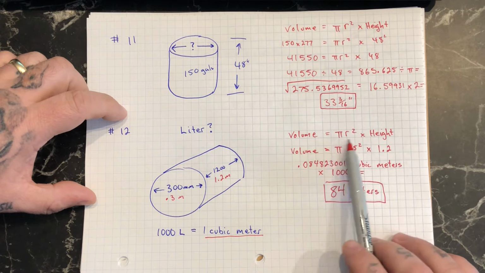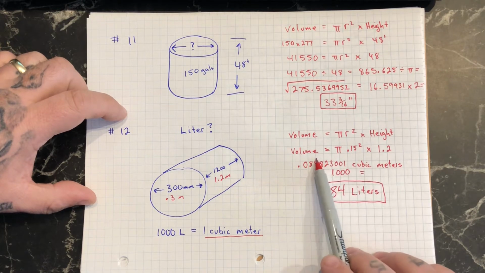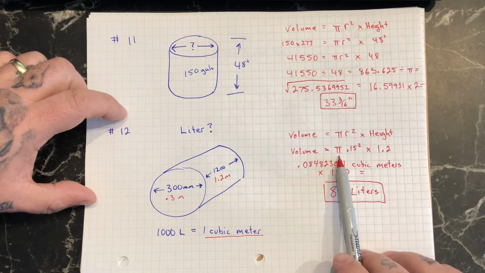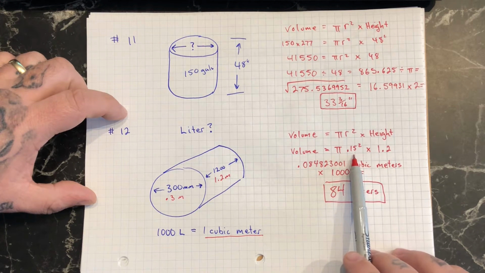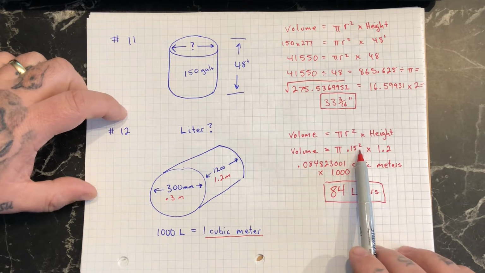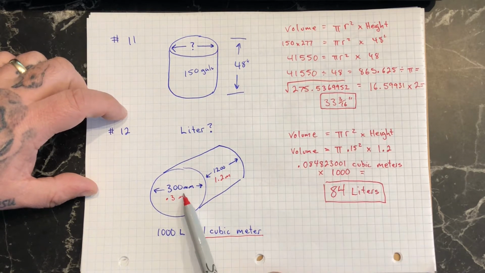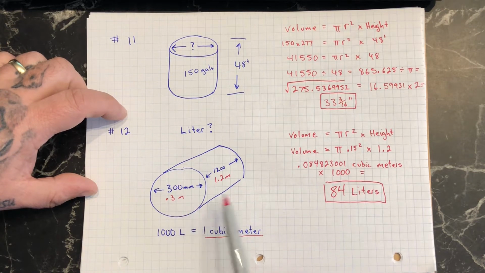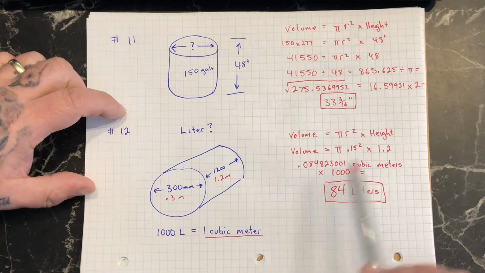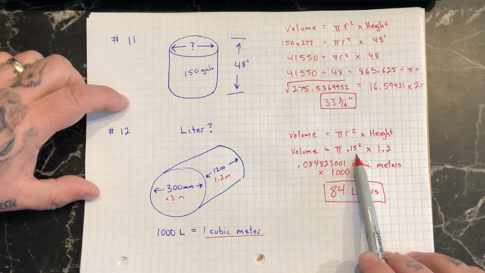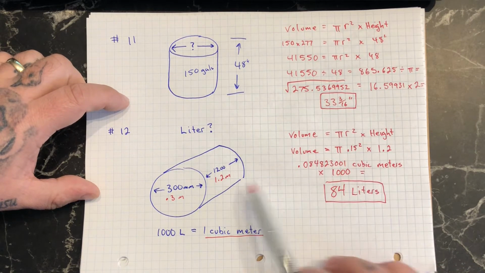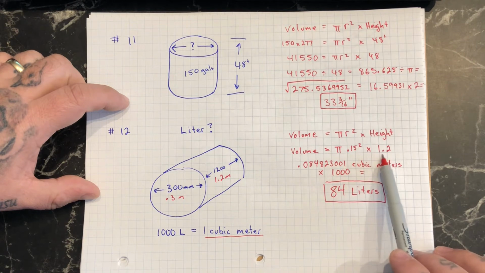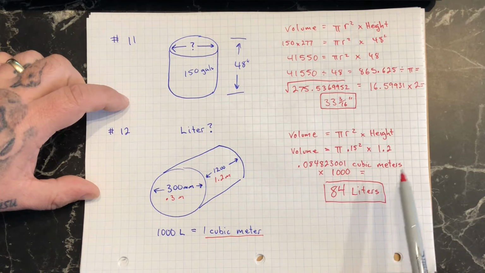So again, volume is pi r squared times height. So pi times 0.15 meters squared, right? Because 0.3 meters is the diameter, so we need the radius. So it's going to be 0.3 divided by 2, which is 0.15. And then the height is 1.2 meters.